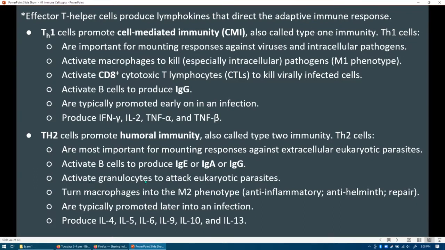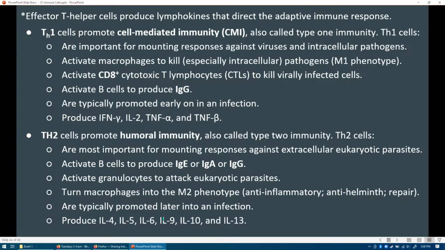Th2 cells activate granulocytes so that they will attack eukaryotic parasites with more anger and hatred. So they're going to turn on eosinophils, they're going to turn on mast cells and basophils, so that those cells begin to make even more antiparasitic proteins, and so that they will release those antiparasitic proteins to hopefully kill the parasite. They turn macrophages into the M2 phenotype, which is anti-inflammatory, anti-helminthic, and reparative.